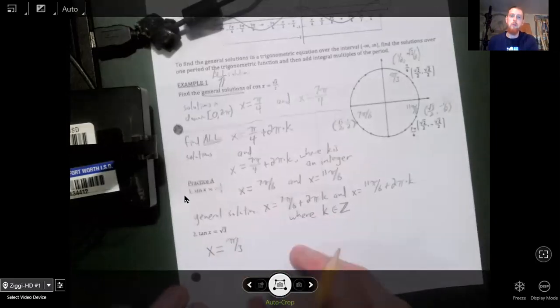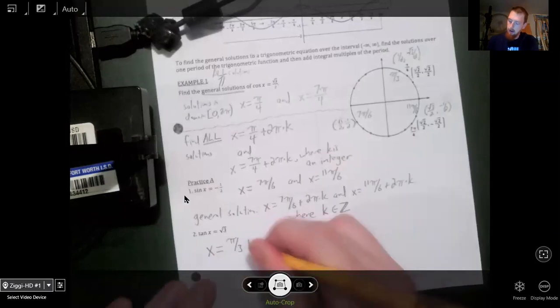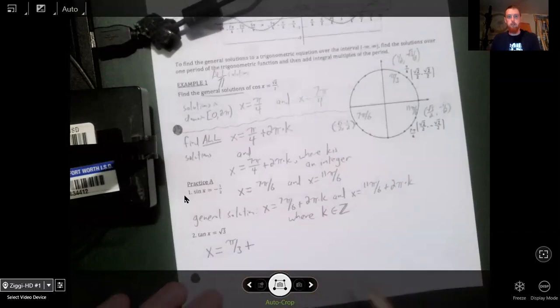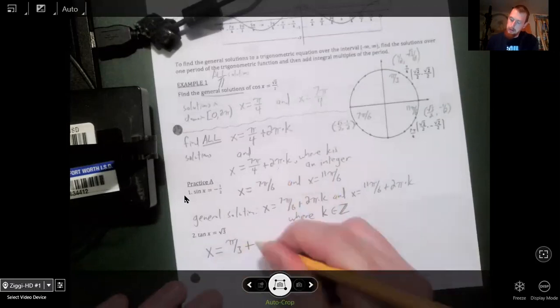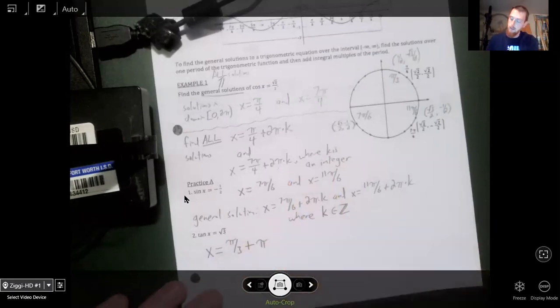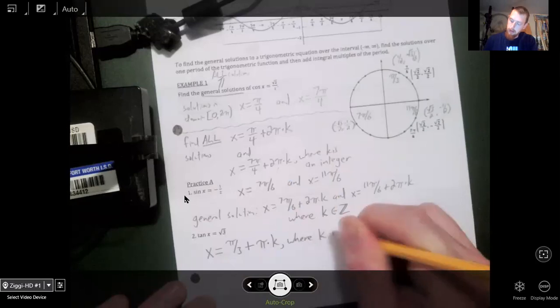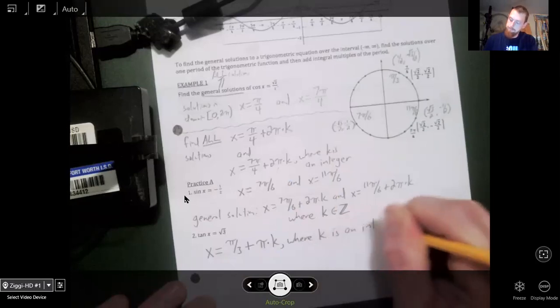But to turn that into a general solution, we need to add the periodic solutions, right? Every time we travel another period for the graph of tangent of x, we're going to get another solution. But remember, the period for tangent is different than the period for sine and cosine. For sine and cosine, the period is 2 pi. We saw that for the tangent function, the period is pi. So we're going to write out the general solution like this, where k is an integer.